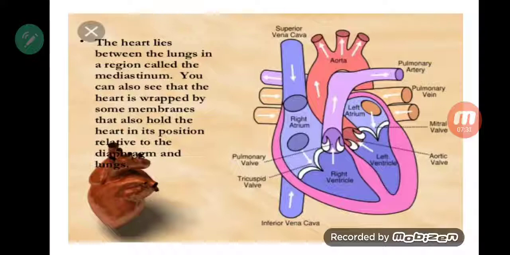So we will talk again about the location of the heart. The heart lies between the lungs in the thorax in a region called mediastinum.